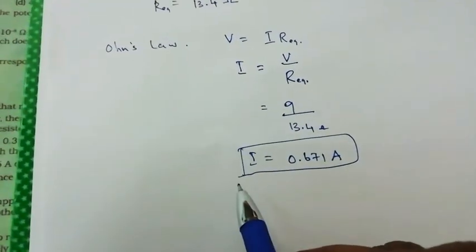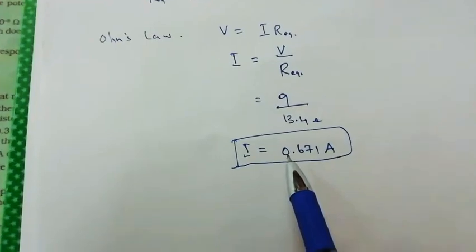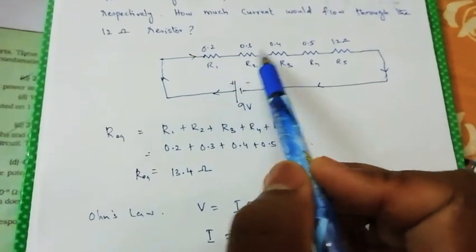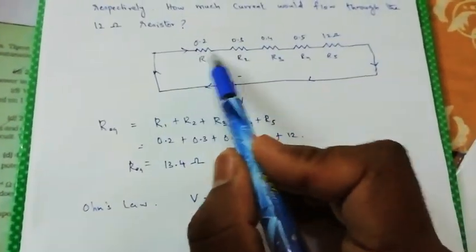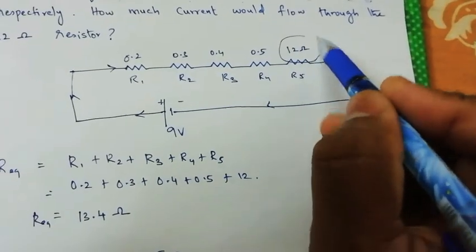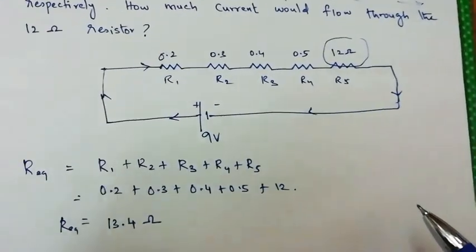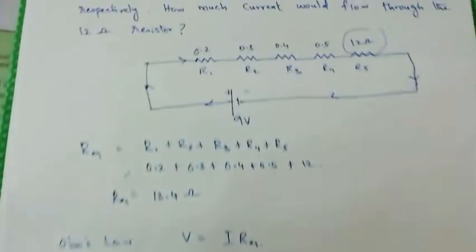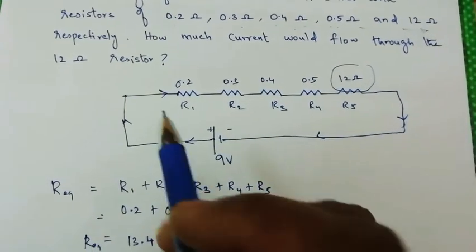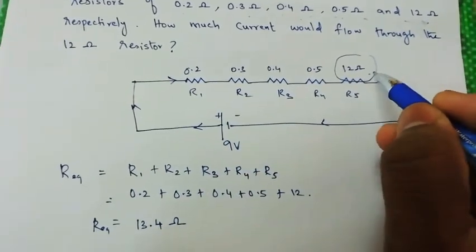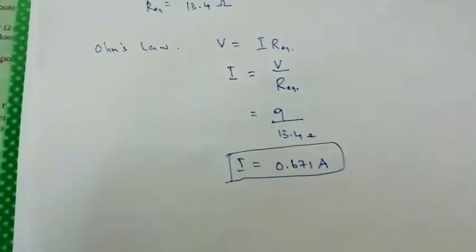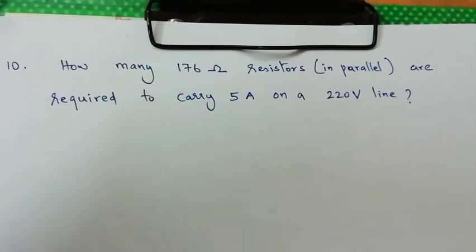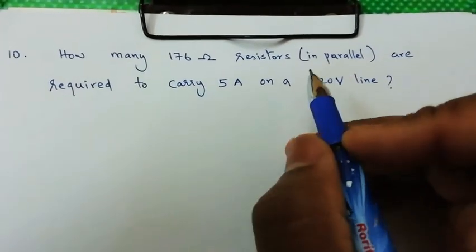So we can say that this is the amount of current which flows through all the resistance, passing through all the resistance. If it is passing through all the resistance, definitely the same amount of current is flowing in the 12 ohm resistor also. That means the current of 0.671 amperes is flowing through this complete circuit, and the same for the 12 ohms also, right?